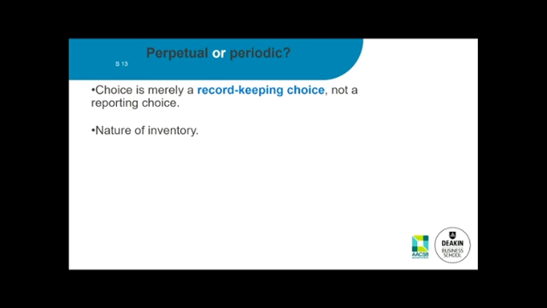Nature of inventory, right? If you have items that are easy to identify, I think the perpetual system is going to be easier to implement. Maybe the nature of the inventory is such that it's just a lot easier to do all the purchases and then calculate how much you have at the end to figure out how much you sold, right?